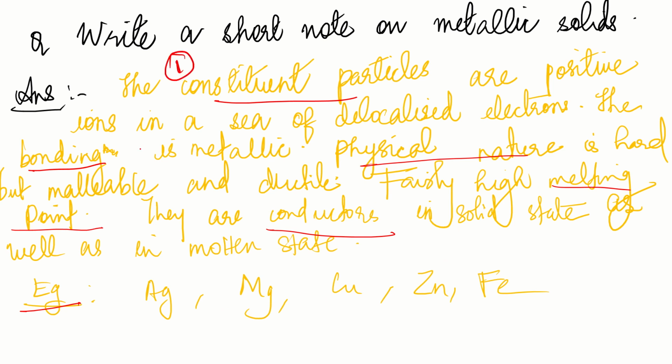What are the constituent particles? What kind of bonding is seen? What is the physical nature? How is the melting point? Then about the conductivity, and just write some examples. Just answer these 6 questions, and there is nothing to learn by heart, there is nothing to remember. Just understand and learn, and it's going to be quite simple.